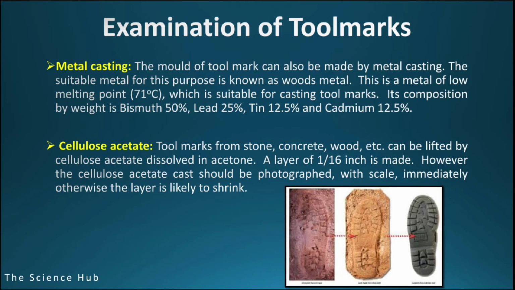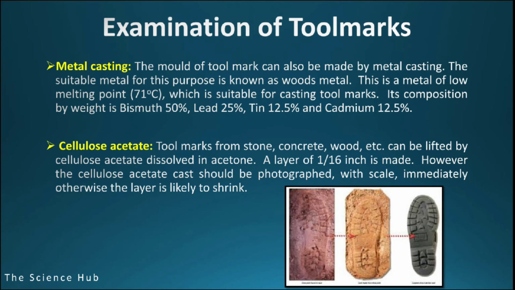Another is metal casting. The mold of tool mark can also be made by metal casting. The suitable metal for this purpose is known as Wood's metal. This is a metal of low melting point, that is 71 degrees Celsius, which is suitable for casting tool marks. Its composition by weight is bismuth 50%, lead 25%, tin 12.5%, and cadmium 12.5%.